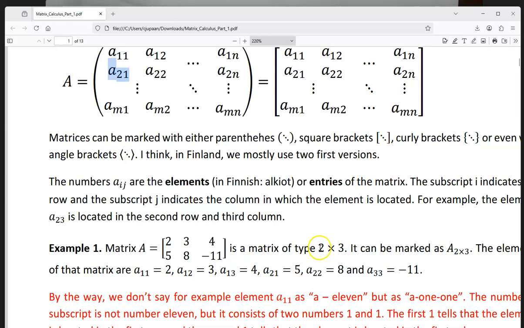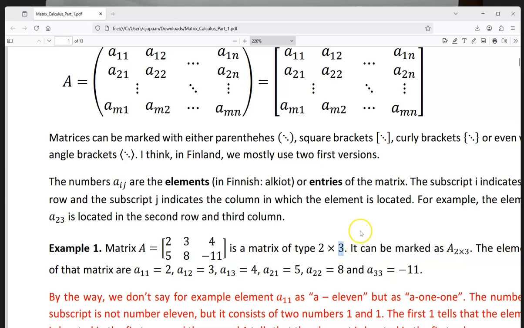So this means that always the first number tells the number of rows, those horizontal lines there, or horizontal rows. So in this case it is 2. There are 2 rows in this matrix, and the second number tells us that there are 3 columns in the matrix. As you see, there are three vertical columns.